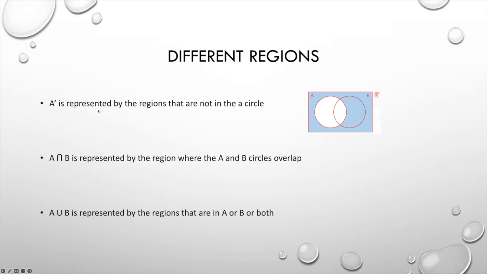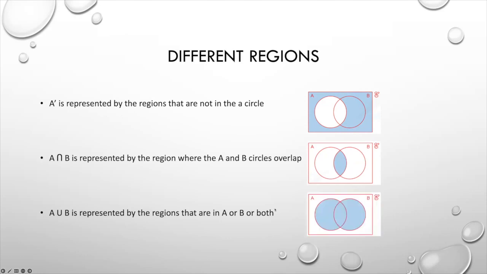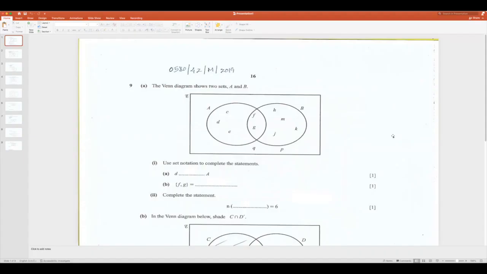A dash is represented by the regions that are not in the circle A. A dash means not A. This is A dash: the regions that are not in the circle. See, this is A dash, without A, not A. A intersection B is the region common to A and B. A union B is A, B, or both.